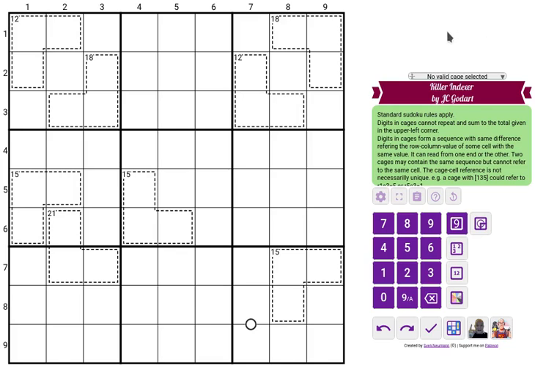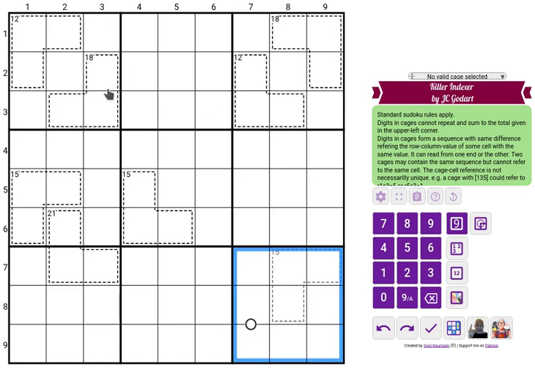This is a killer indexer puzzle I designed using some new constraints. For the rules, we have normal Sudoku rules. Every row, column, and 3x3 box must contain all the digits from 1 to 9. Then we have killer cages, so the digits in a cage cannot repeat, so these two must be different. And the sum must equal the total given in the upper left corner, 12, 18, and so on.